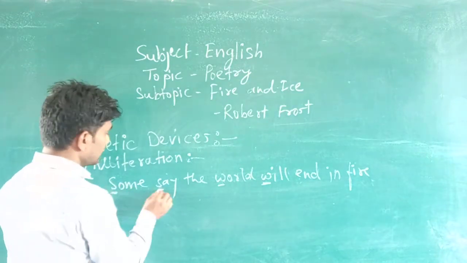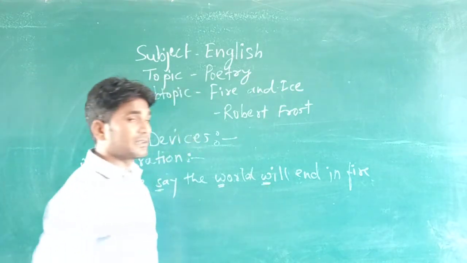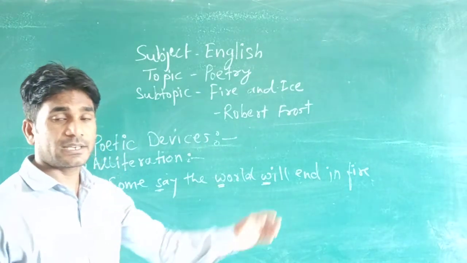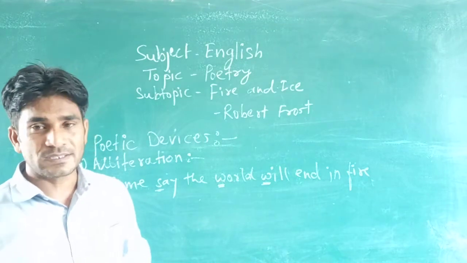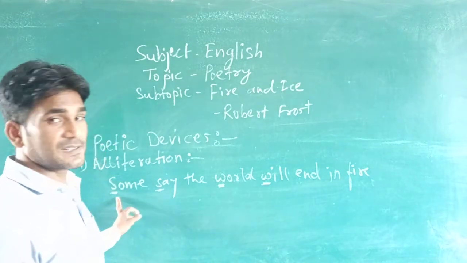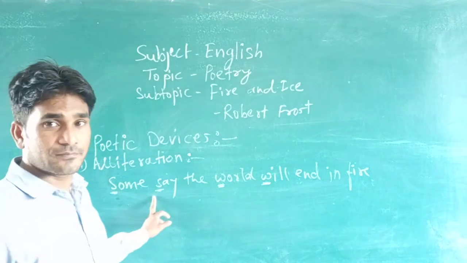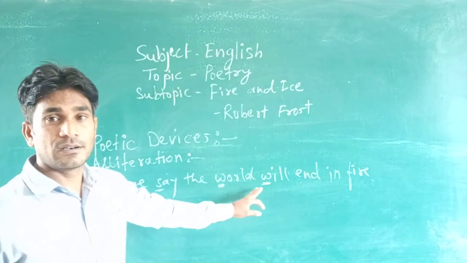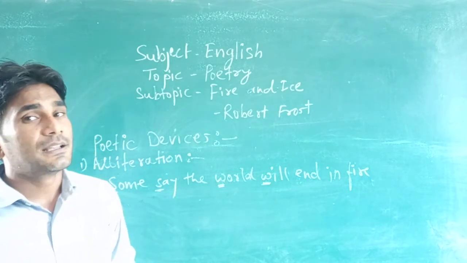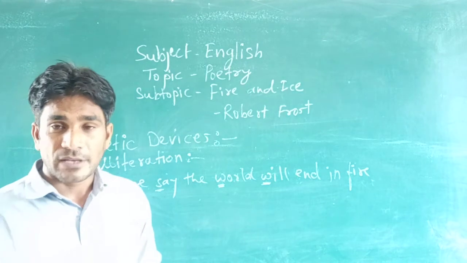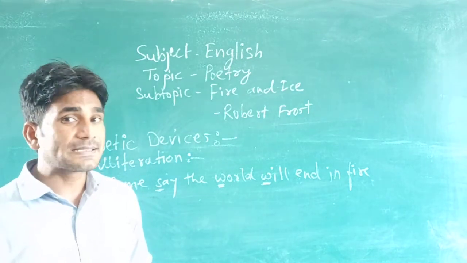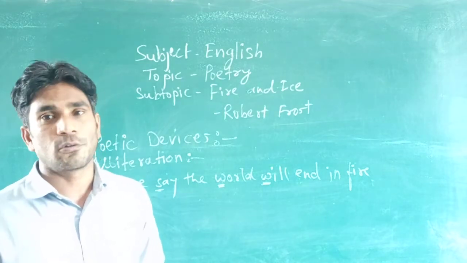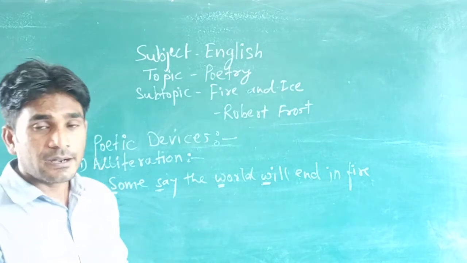So here there is alliteration, the repetition of the initial sound of the word in two or more words in the same line. Here the initial sound sir is repeated in two words, some say. Then again were is there, world, will. So this is an example of alliteration. The remaining examples you must find out in the same poem, whether there are more examples of it or not. Okay, with this criteria decide.